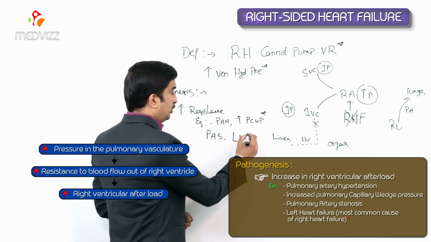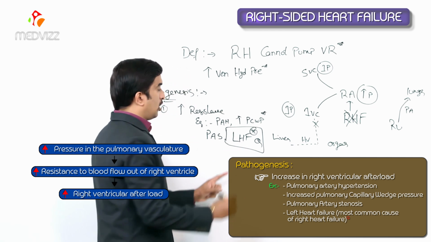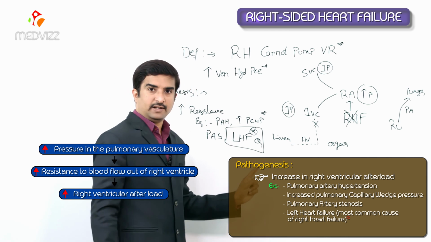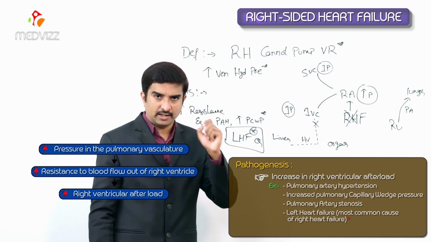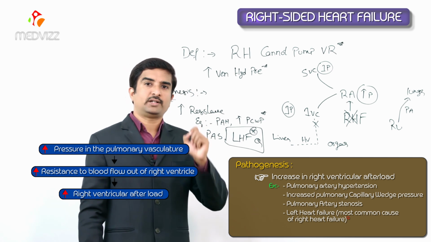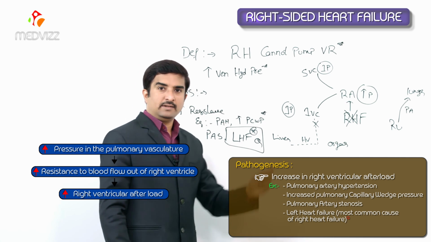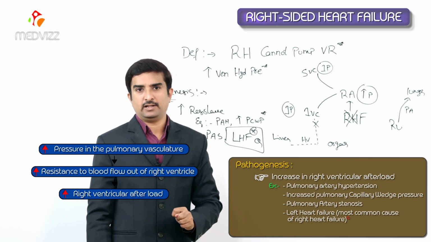But one important MCQ point we need to know over here is that the most common cause of right heart failure is left heart failure. Even though there may be so many causes of right heart failure, whenever the question is asked, what is the most common cause of right heart failure? Left heart failure is the most common cause for the development of right ventricular failure.